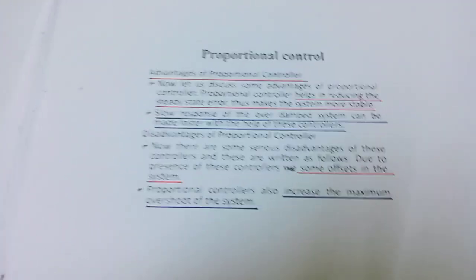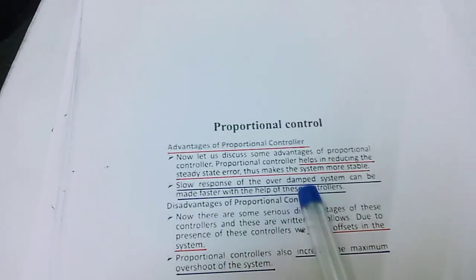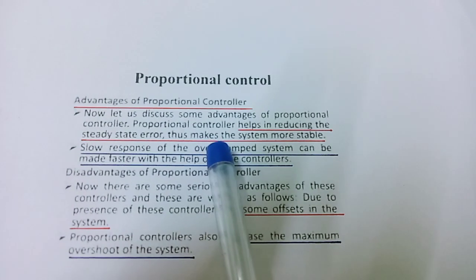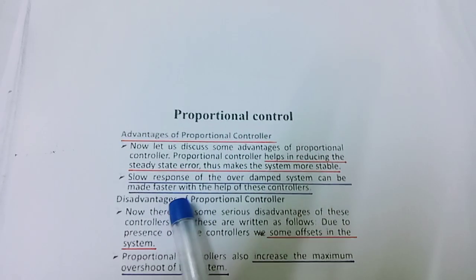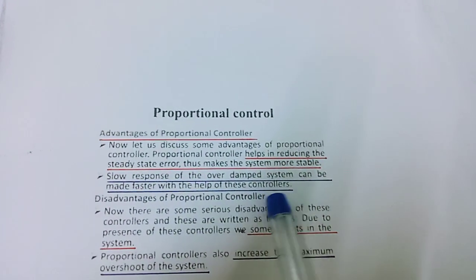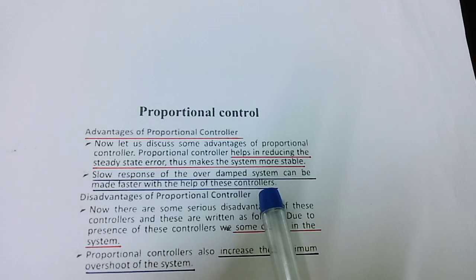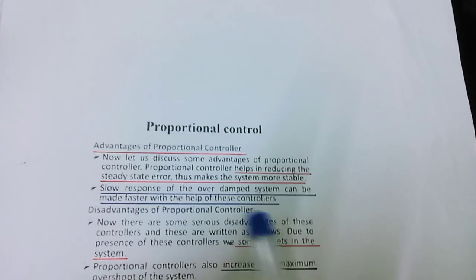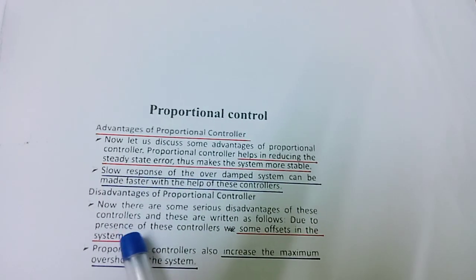Let us see a few advantages and disadvantages of the proportional controller. The main advantage is it helps reduce the steady state error. This makes the system more stable. Next, the slow response of an overdamped system can be made faster with the help of these controllers. There are different types: first order system, second order system. So the slow response of an overdamped system can be made faster with this type of proportional controller.